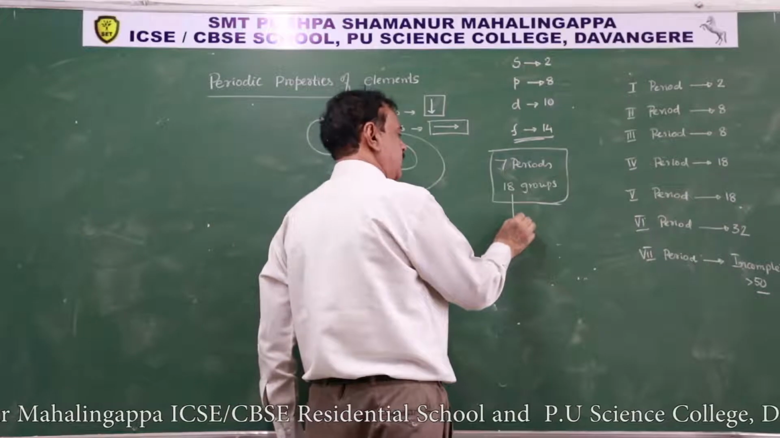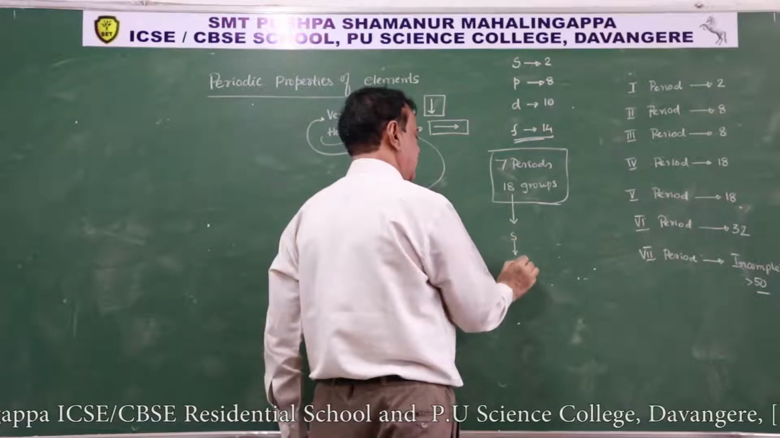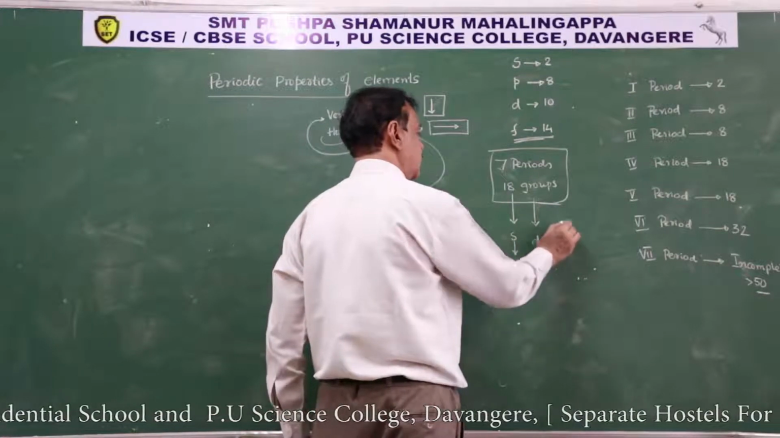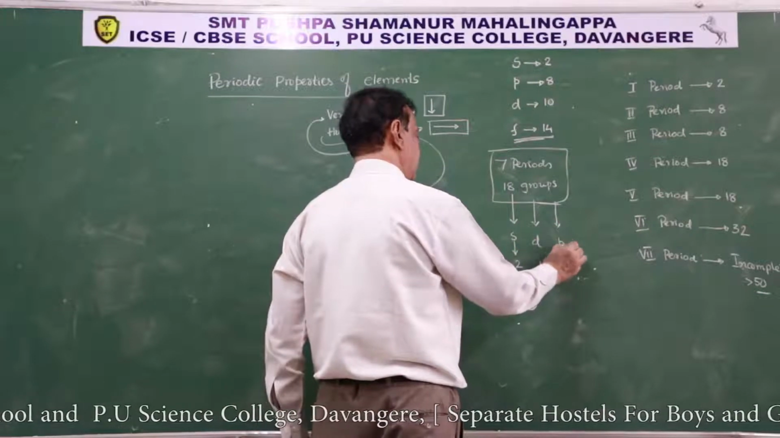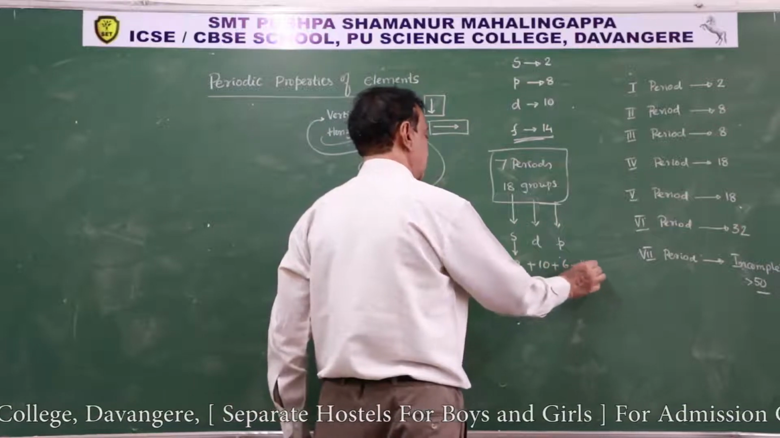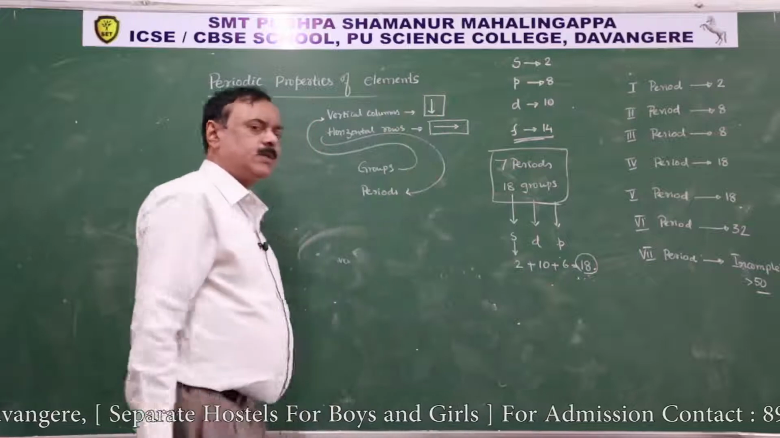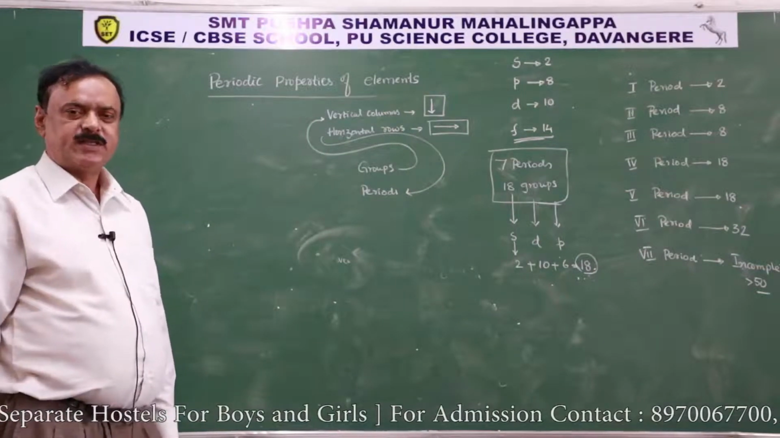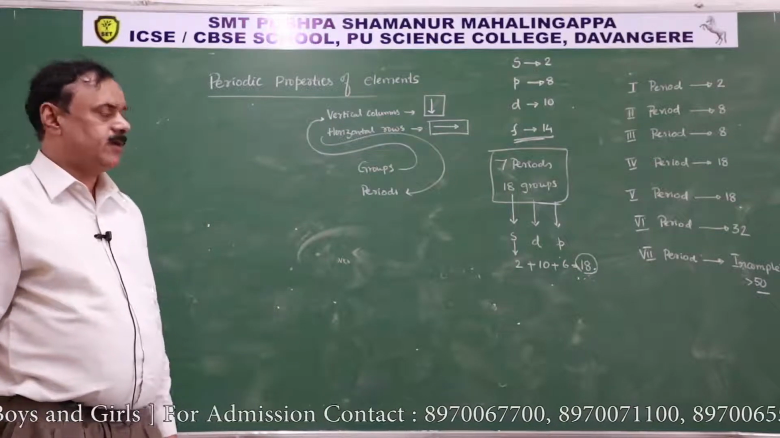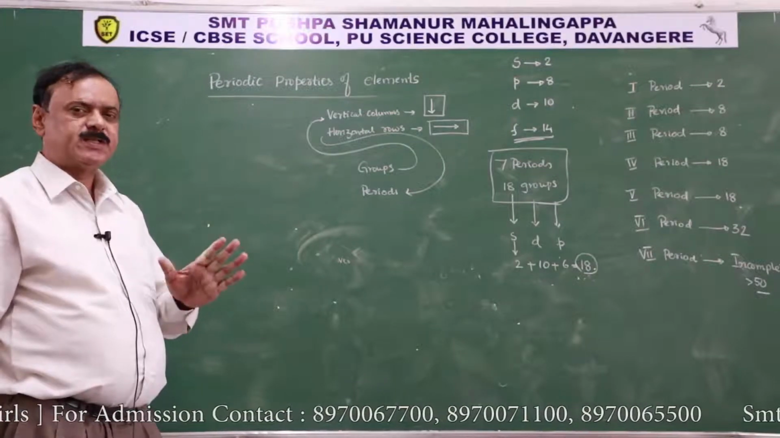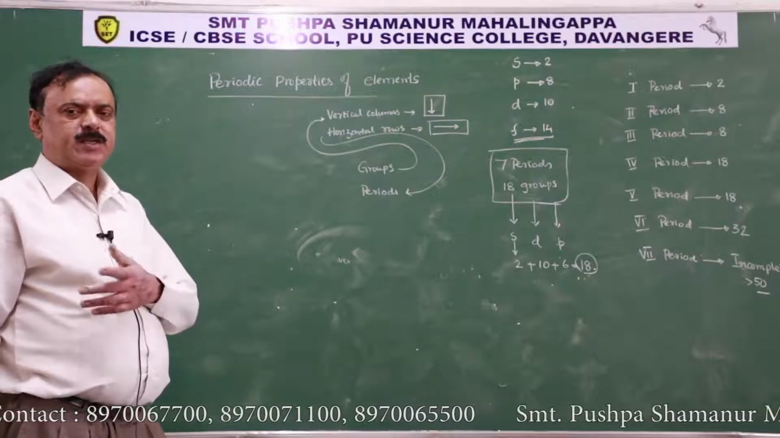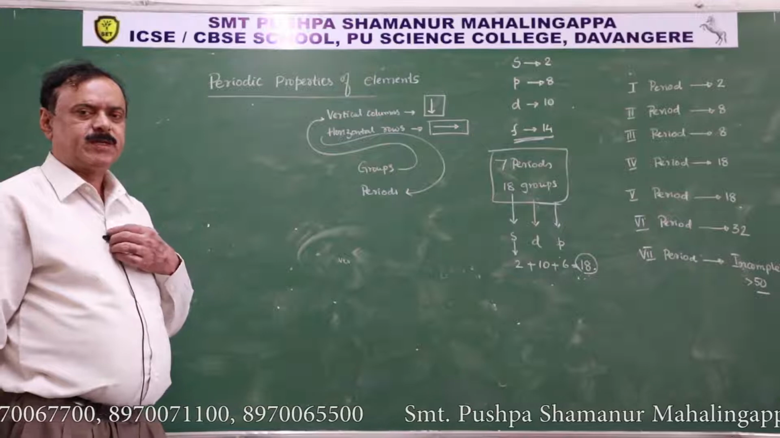Why do we have only 18 groups in the modern periodic table? In the s atomic orbital we can accommodate 2 electrons, in the d atomic orbital 10 electrons, and in the p atomic orbital 6 electrons. Therefore 2 plus 10 plus 6 is equal to 18. So we can classify the modern periodic table into 18 groups, because of the s, d, and p atomic orbitals reaching their complete octet state.